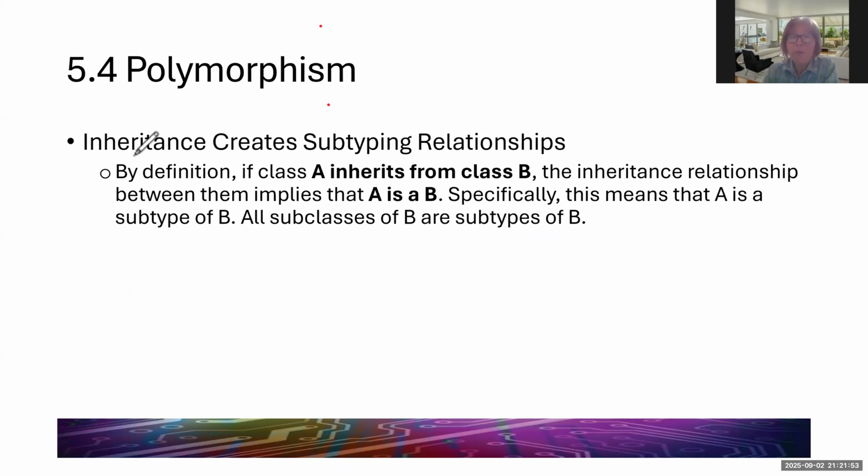Because of the inheritance relationship, basically it creates a subtyping relationship. By definition, if class A inherits from class B, then the inheritance relationship between them indicates that A is B, just like what I explained previously. And this just means that A is a subtype of B. So all subclasses of B are subtypes of B.